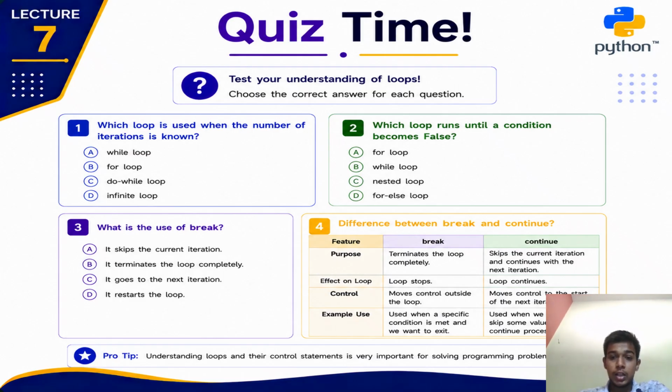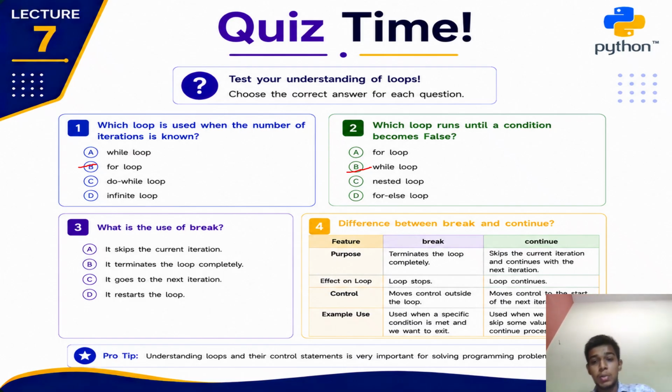Which loops run until a condition becomes false? The options are for loop, while loop, nested loop, for else loop. Think for a second. I hope you got the answer. Now the correct answer is option number B, the while loop. A while loop keeps running as long as its condition is true. When the condition becomes false, the loop stops automatically.